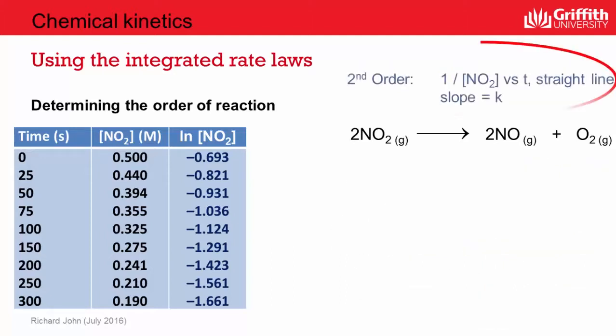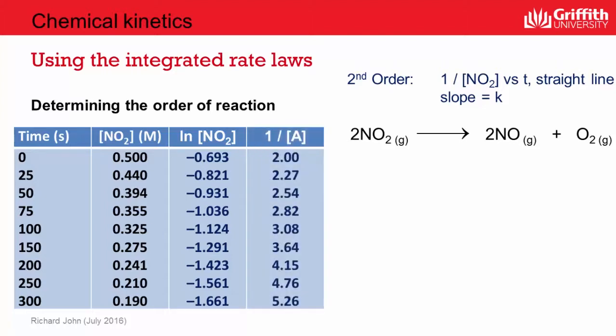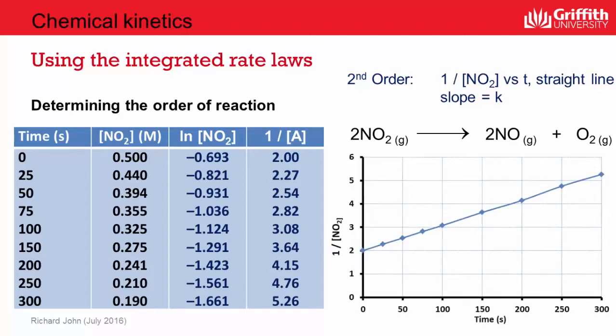Now if the reaction happened to be second order with respect to NO2, then we would expect a straight line plot when we plotted the inverse of NO2 concentration versus time, and the slope of this straight line plot would be equal to the rate constant k. So we can take the inverse of the NO2 concentration values and add them to our table, and this time when we plot 1 over the NO2 concentration versus time, we see that we do in fact get a straight line, and this indicates that this reaction is second order with respect to NO2.